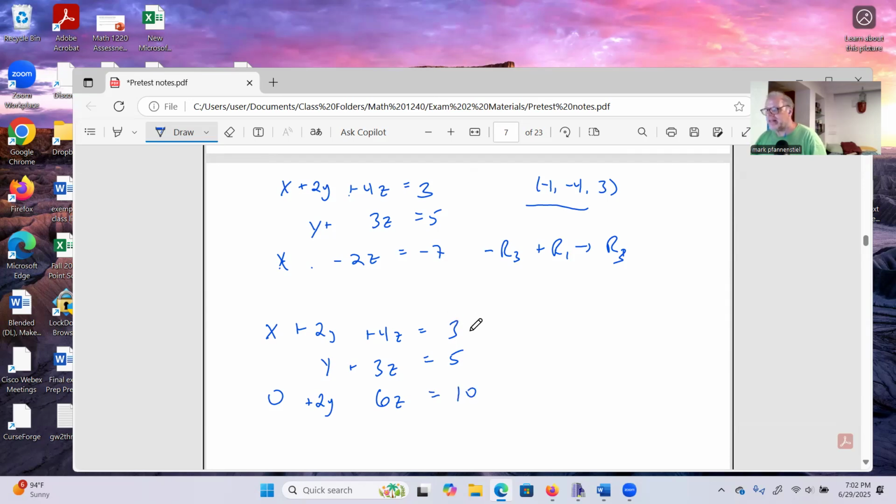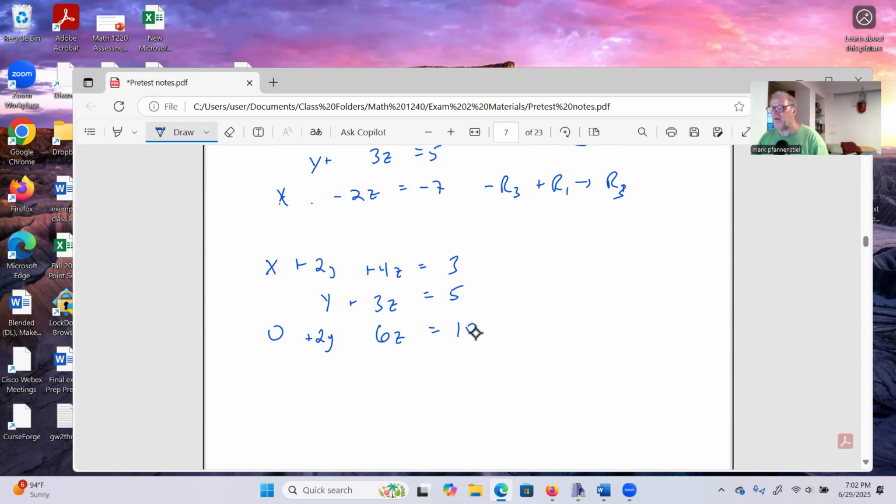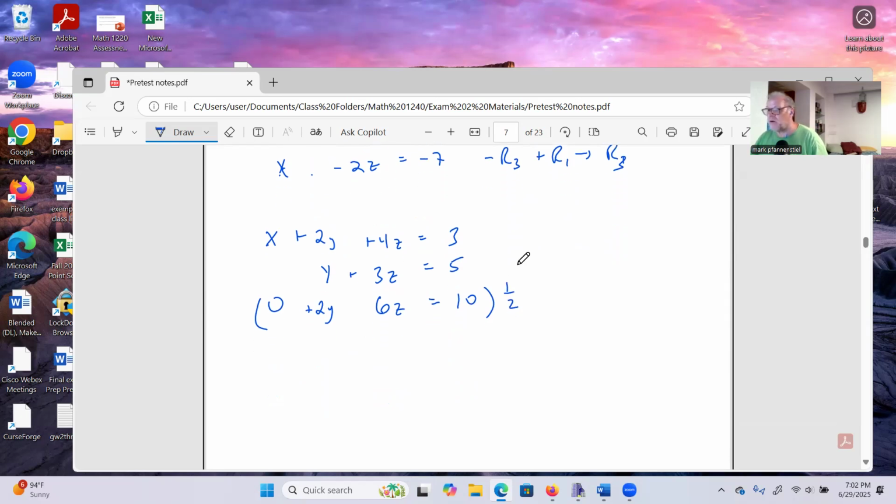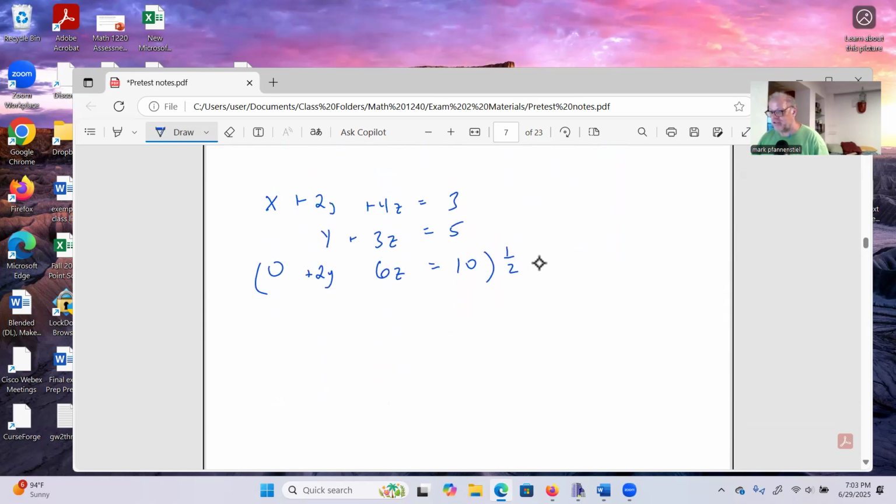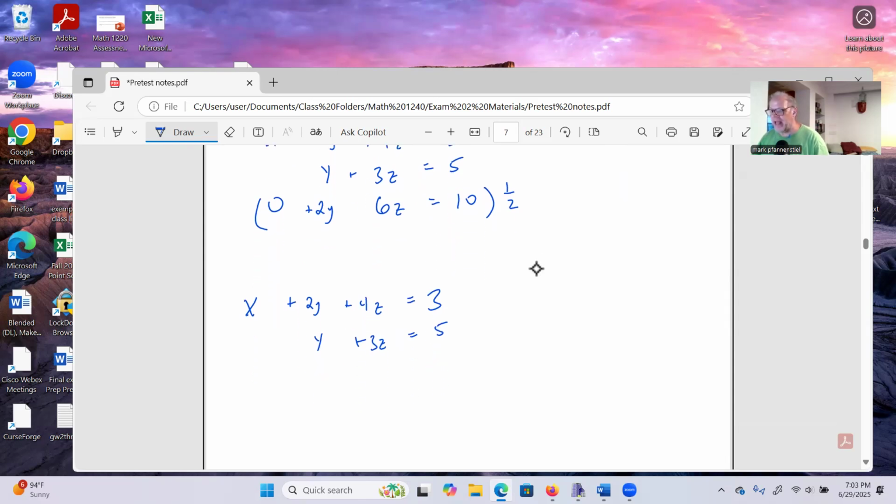At that point, I'm looking at this, and one thing we can do is multiply by a constant if you'd like. I'm just going to do that to keep my numbers small. You don't have to make this step, but we rewrite this: x plus 2y plus 4z is equal to 3, and y plus 3z is equal to 5. When I multiply that row by a half, I have 0 plus y plus 3z is equal to 5. Oh, would you look at that?